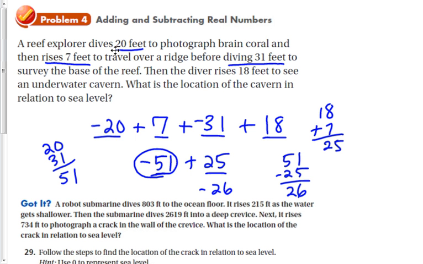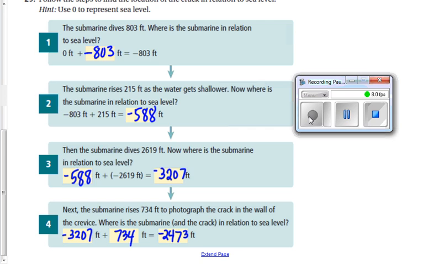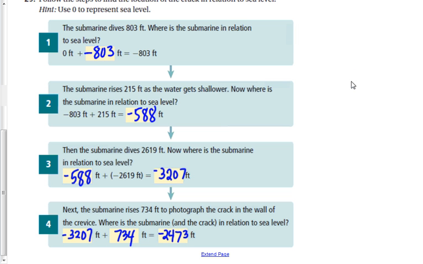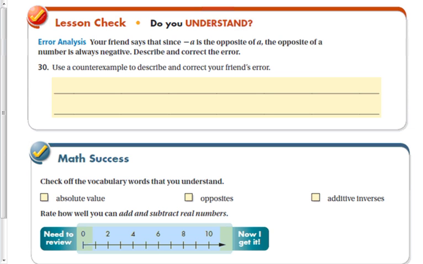All right, you try it. And the last thing you're going to want to do is just do this lesson check. We'll start the class tomorrow by sharing your answer with your partners, see how you did. Go ahead and read it and figure it out, and I'll see you tomorrow.